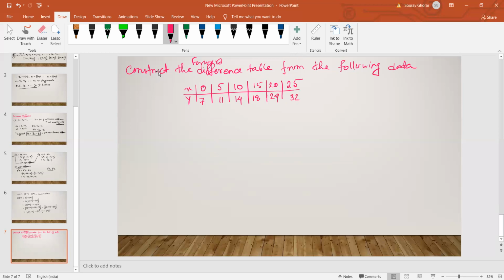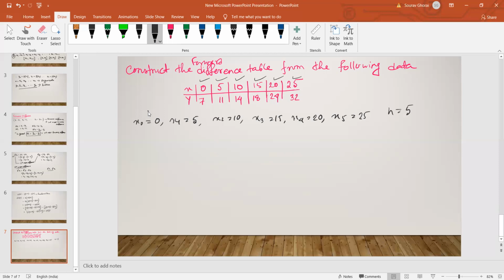So now I'm going to discuss how we can construct the forward difference table. See here, the value of x0 is 0, x1 is 5, x2 is 10, x3 is 15, x4 is 20, and x5 is 25. See here that the difference between every point of x is the same. So now we can construct the forward difference table. This is the basis of constructing the forward difference table: the difference between each point of x will be the same. And here the difference is the same, so we can say that here h is equal to 5.